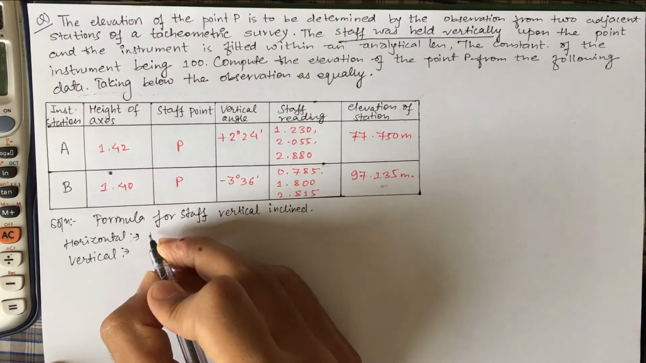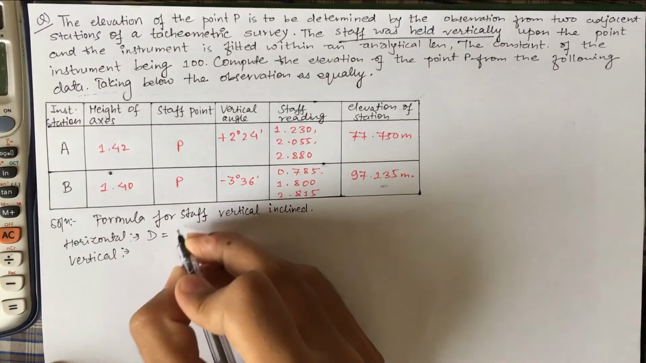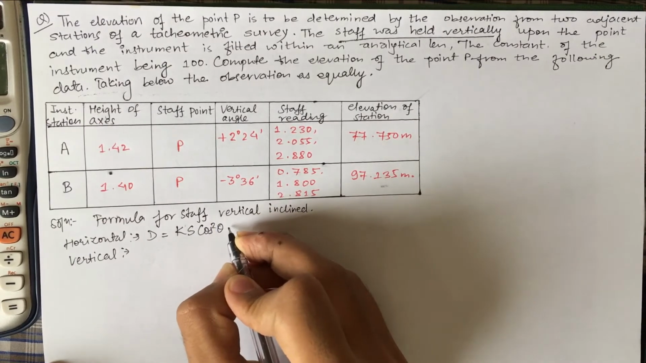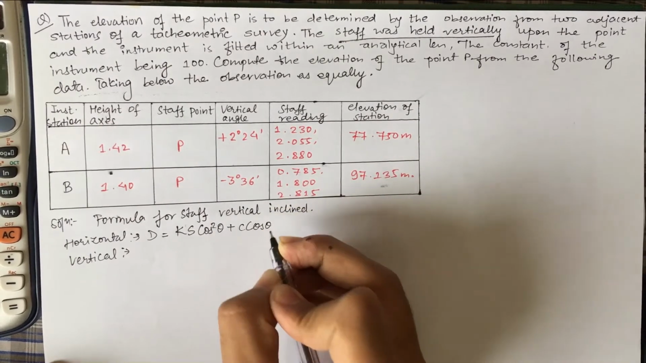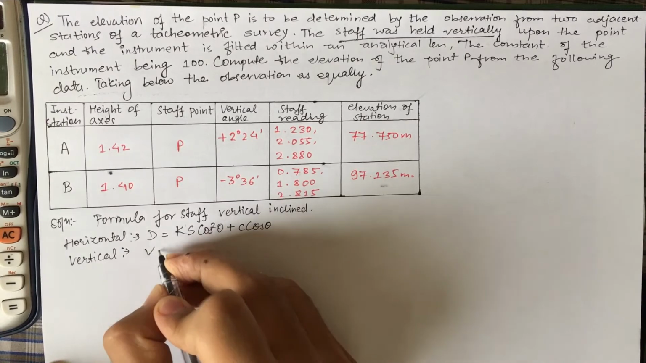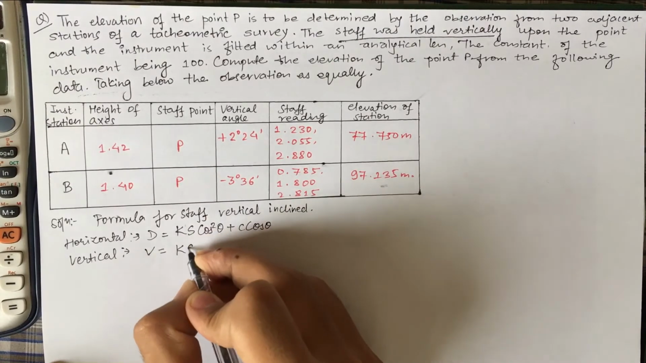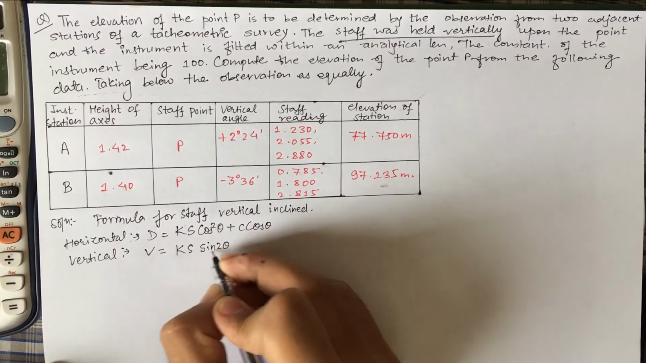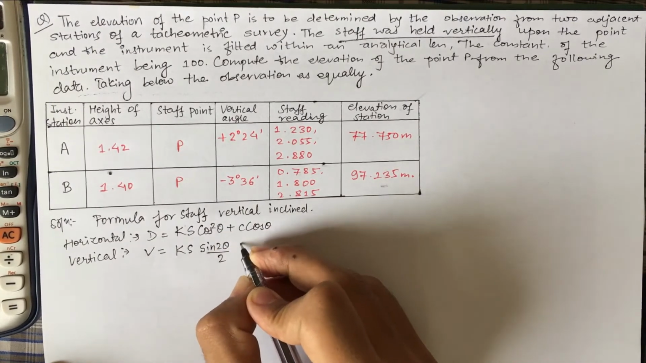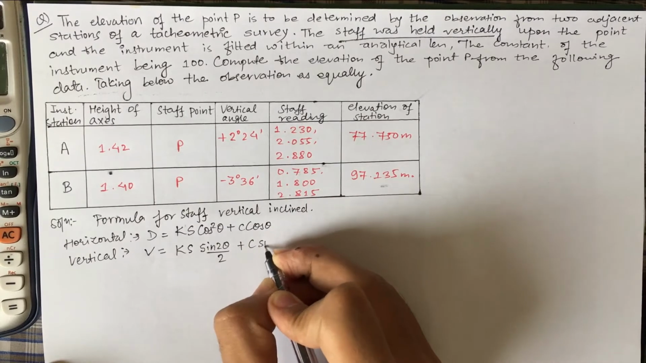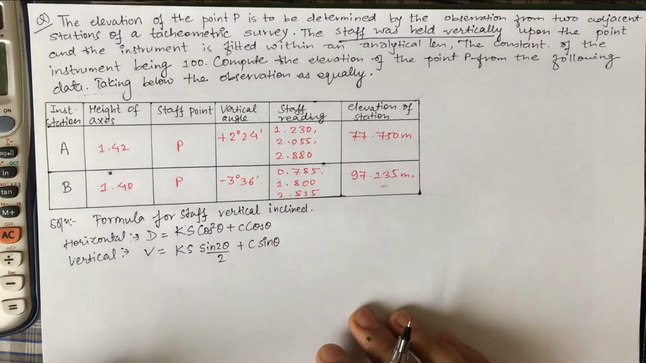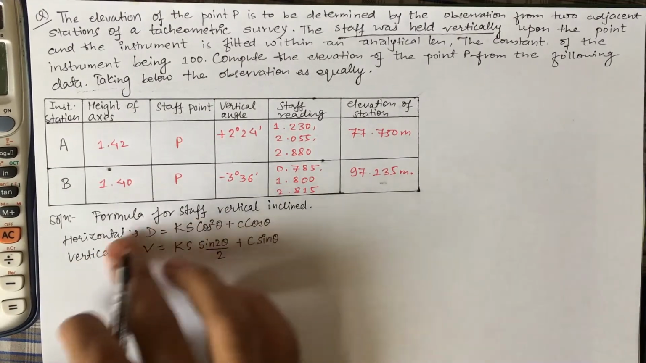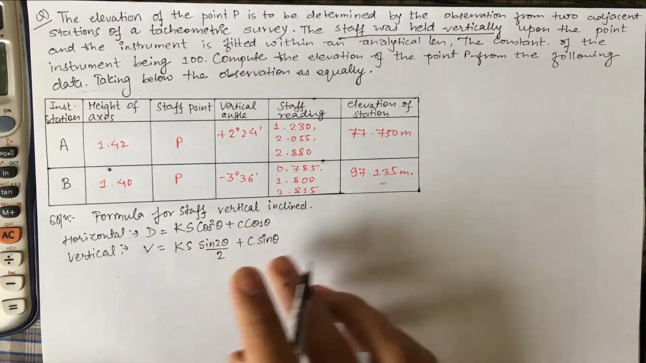So for horizontal, we'll write capital D equals K S cos square theta plus C cos theta. And for vertical, we'll write V, and the formula is K S sine 2 theta by 2 plus C sine theta. Okay, we have to write this formula and we have to learn this simple formula.